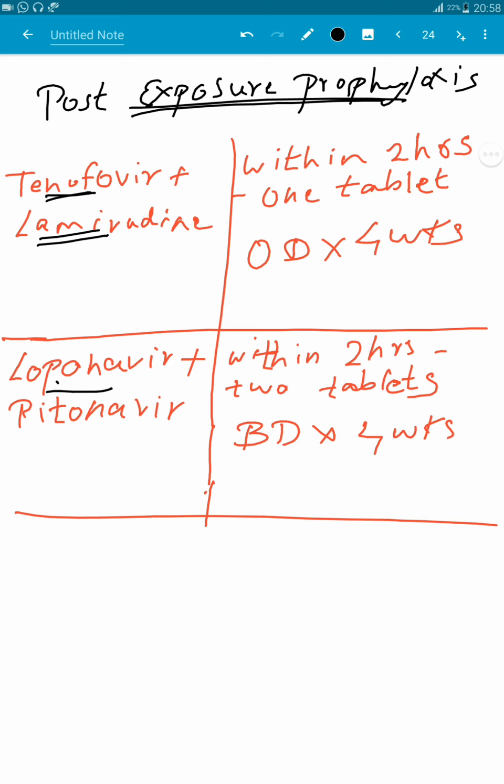Or another regimen is lopinavir and ritonavir, which will be taken within 2 hours, 2 tablets, and twice daily for 4 weeks. It is important, post-exposure prophylaxis for all interns. Keep it in mind. And that's all regarding HIV.